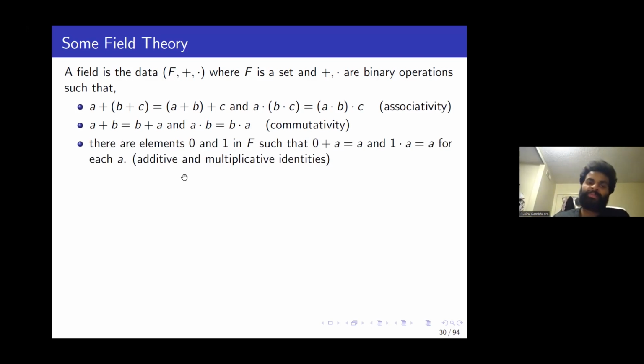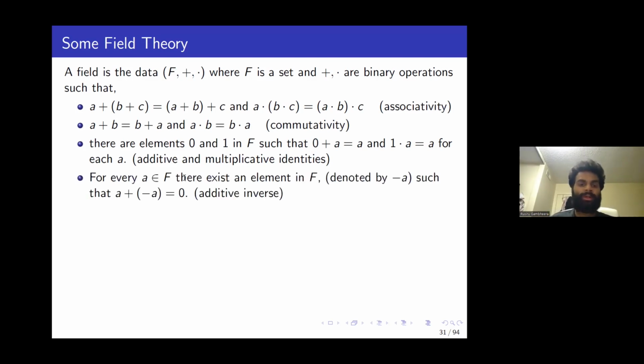For addition, there should be a neutral element which we call zero, and for multiplication, there should be an identity element which we call one. Again, this 0 and 1 does not necessarily mean the real number 0 and the real number 1. This can be anything. This 0 can be a zero matrix, this 1 can be the identity matrix. We don't know. It can be anything.